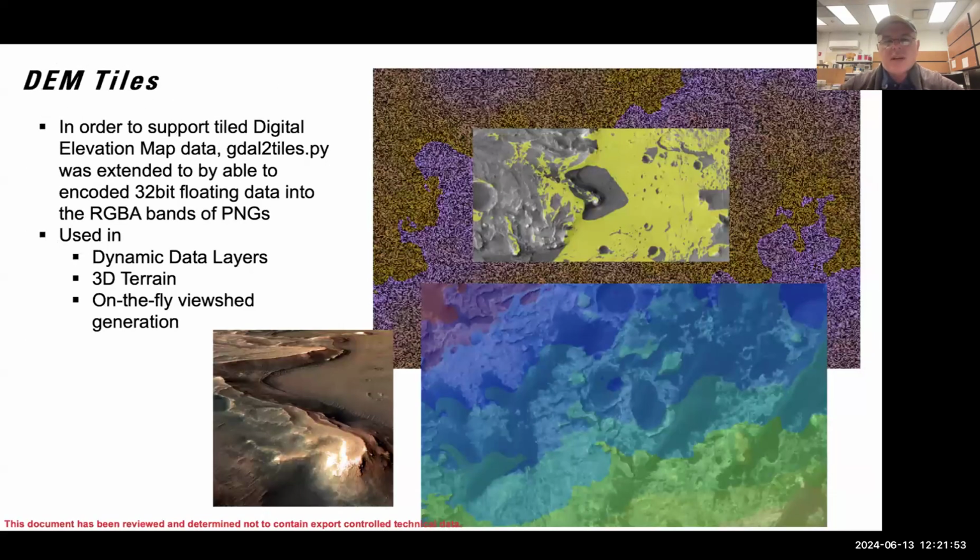Another thing we did, DEM tiles, which are not necessarily unique in the geospatial world, but we have our version, which is where you're taking 32-bit floats and you're encoding them into the 4 bands of a PNG. So then when we decode it, we can do things like change the elevation stretch on the fly. We can do the viewshed, which is this yellow you're seeing in the middle here. We can create 3D on the fly. And that's how we do 3D in LithoSphere.